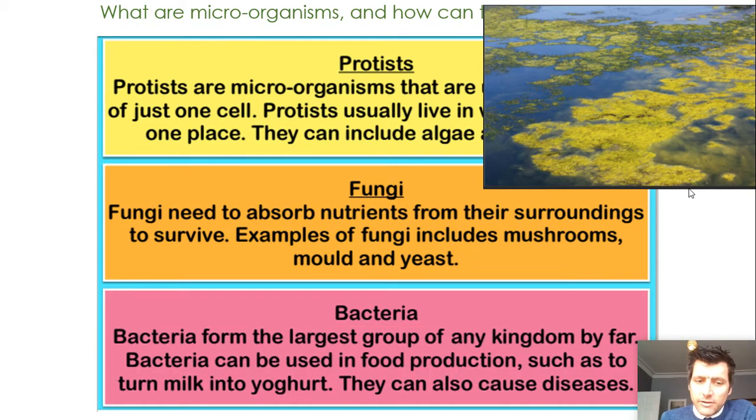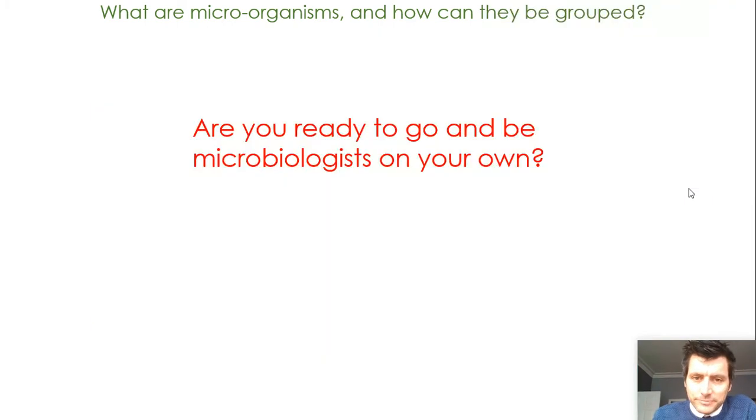The third group is bacteria, and these are the largest group of any kingdom by far, larger than animals, larger than plants, larger than fungi, larger than protists. They can be used in food production, such as when we talked about turning milk into yogurt, thickening it, making it more viscous, and changing the taste slightly. They can also cause diseases, so bacteria are the things that make us poorly quite a lot of the time, and that's why we have to be careful about cleanliness and how we exhale and things like that.